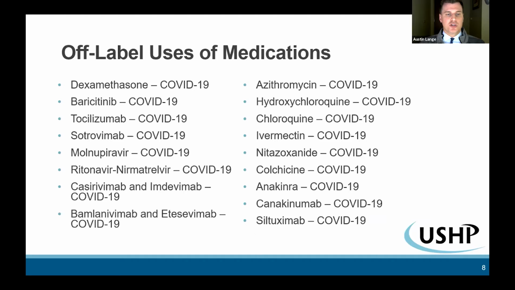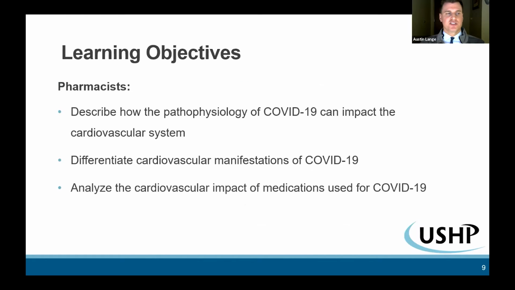And we'll get into the learning objectives here. So we have 3 for pharmacists. Describe how the pathophysiology of COVID-19 can impact the cardiovascular system. Differentiate cardiovascular manifestations of COVID-19 and analyze the cardiovascular impact of medication used for COVID-19.